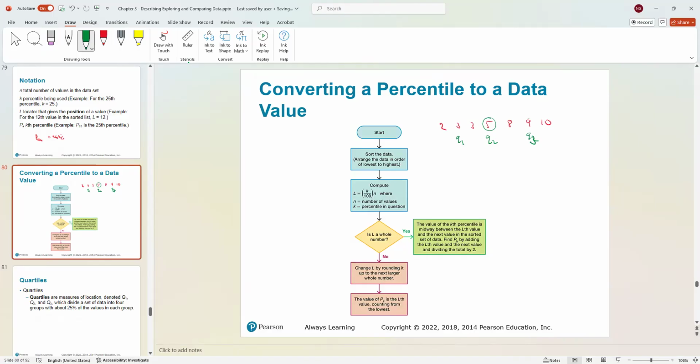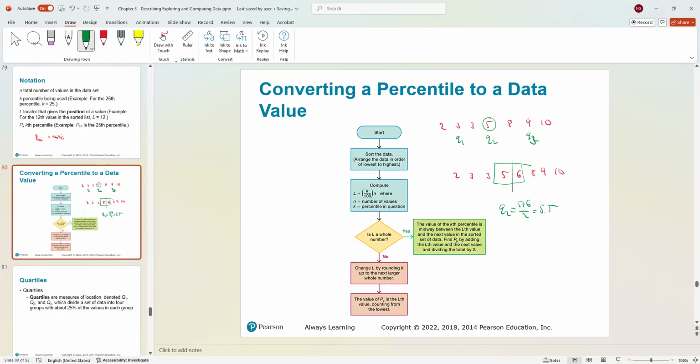But in the case that you have another data set like 2, 3, 3, 5, 6, 8, 9, 10, now you see we no longer have a single middle value. The median is here, right? So for us, Q2 is 5 plus 6 divided by 2. That gives you 5.5, right?